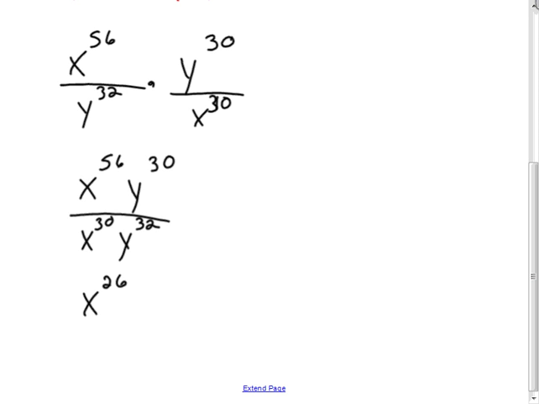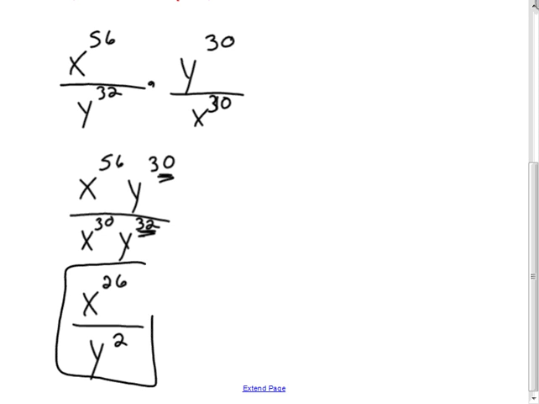Then I have my y's. I have y to the 30th over y to the 32nd. Now there's two ways you can do this. I like to just visualize it and see, well, there's 32 y's in the bottom, there's 30 y's on the top. So there's more y's left on the bottom, and specifically there's 2 of them. In my opinion, that's the easiest way to go about it, but it's not the only way.